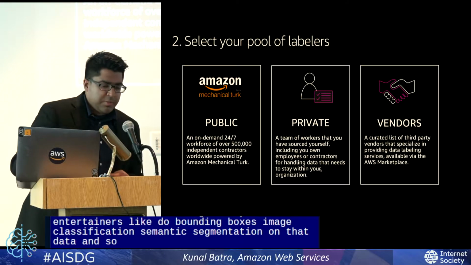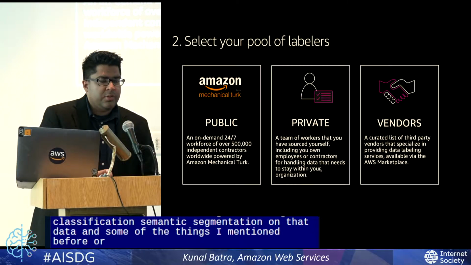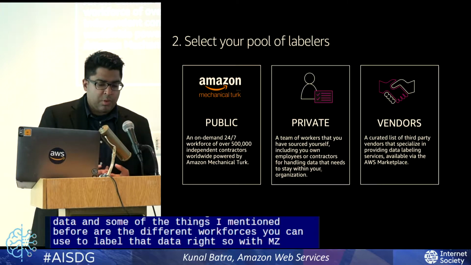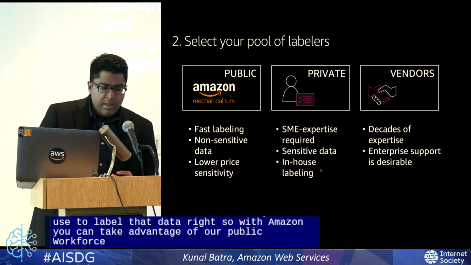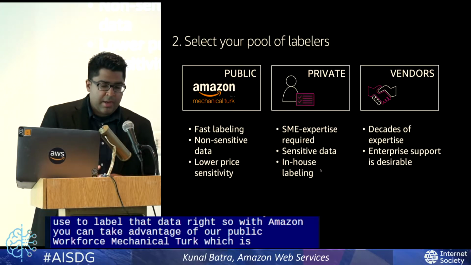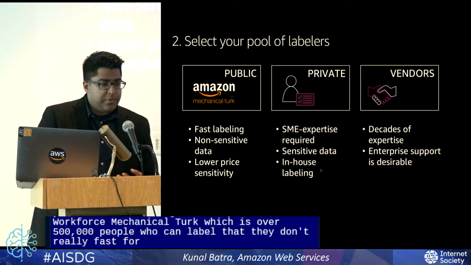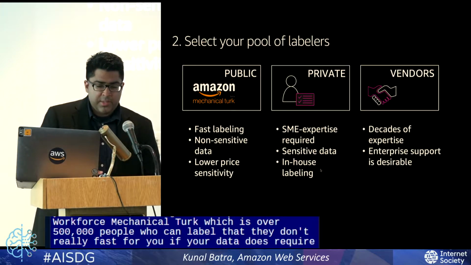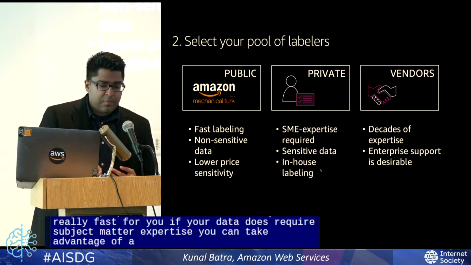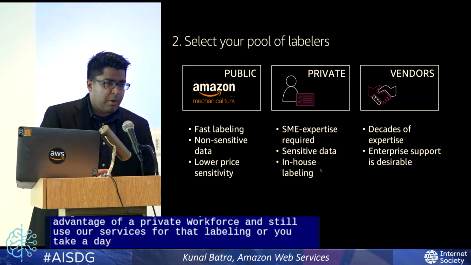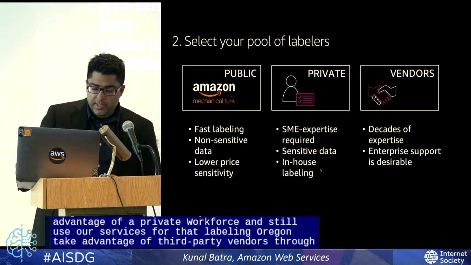And some of the things I mentioned before are the different workforces you can use to label that data, right? So with Amazon, you can take advantage of our public workforce. Actually, this is a better slide on it. Mechanical Turk, which is over 500,000 people who can label that data really fast for you. If your data does require subject matter expertise, you can take advantage of a private workforce and still use our services for that labeling. Or you can take advantage of third-party vendors through the Amazon site.